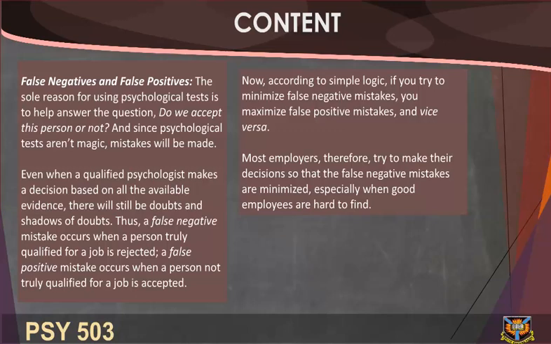A false positive mistake occurs when a person not truly qualified for a job is accepted. Now, according to simple logic, if you try to minimize false negative mistakes, you maximize false positive mistakes, and vice versa. Most employers, therefore, try to make their decisions so that the false negative mistakes are minimized, especially when good employees are hard to find.